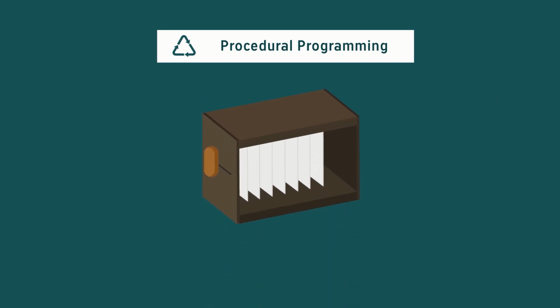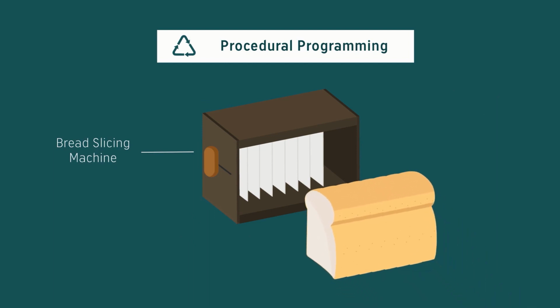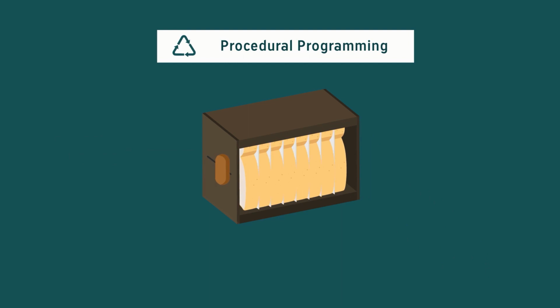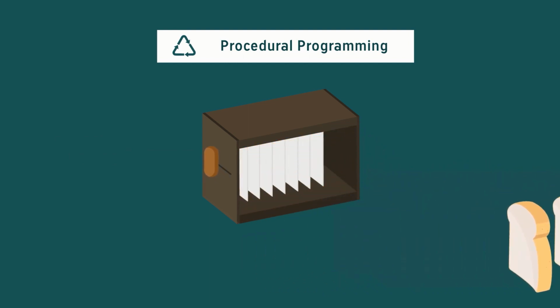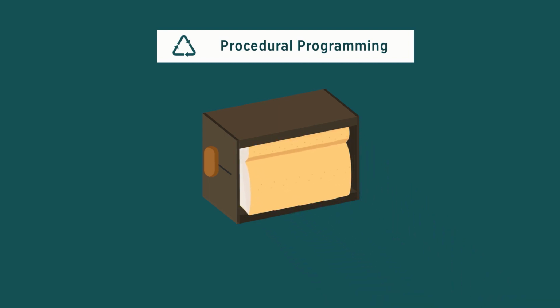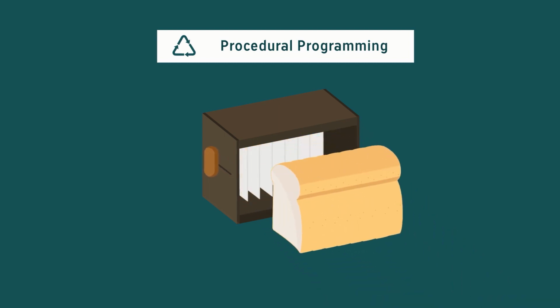At the beginning of the sandwich making process, the chef might use a bread slicing machine to cut the loaf before continuing. The machine has a single job or function, and that is to cut the bread into slices. The chef uses this functionality as part of the process. The bread slicing machine can be used every time a sandwich is made.